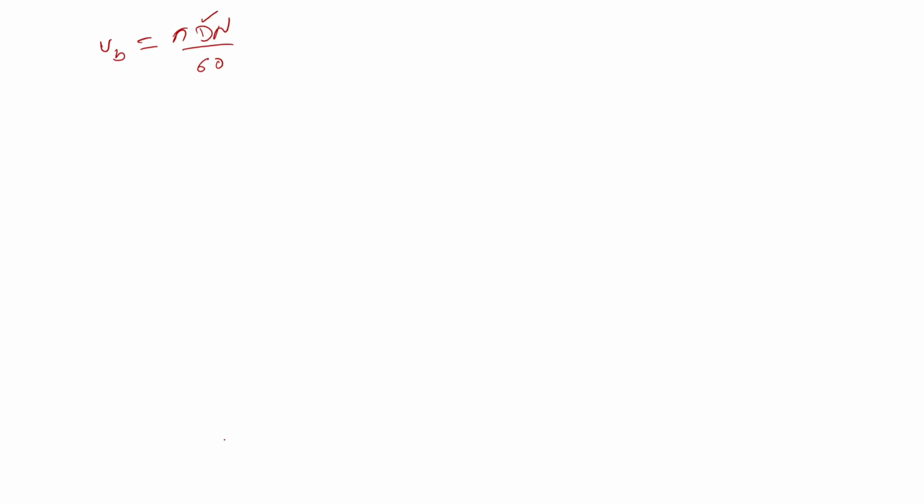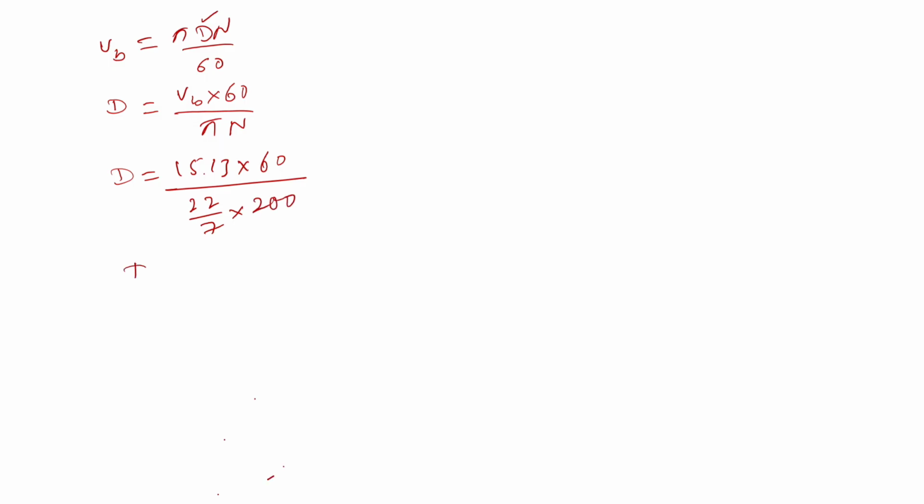diameter of the wheel. After rearranging, the equation will become D is equal to VB into 60 divided by pi into N. D is equal to VB, 15.13 into 60 divided by pi, which is 22 by 7, into N, which is 200 rpm. By solving these values, we will get diameter D is equal to 1.44 meter. That's it. If you solve this much, you will get full marks.